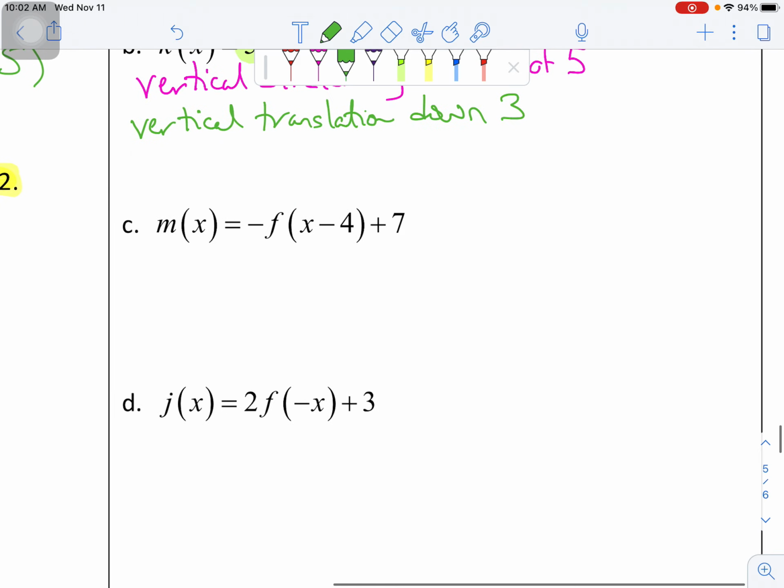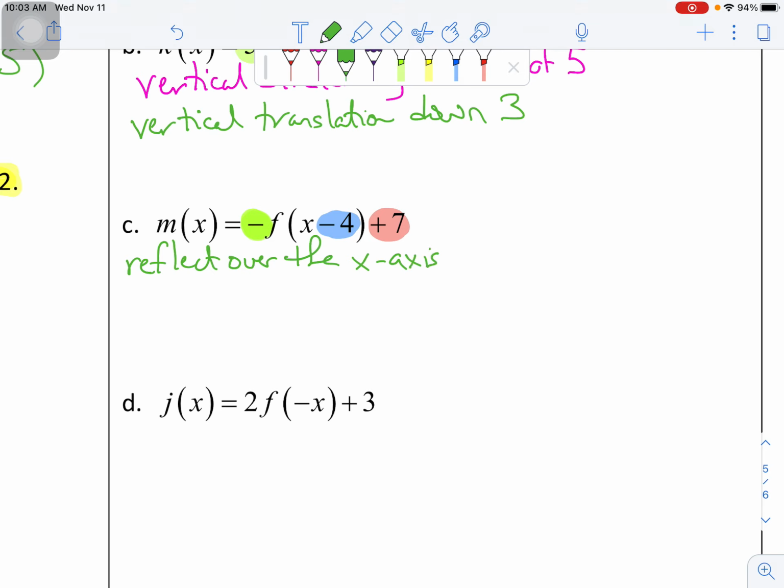All right, part C here. Let's see what we've got. Oh, we got lots of stuff going on here. All right, so we have a negative in front of the f function. We have inside the parentheses a minus 4 here attached to x. And just for good measure, we've also attached a plus 7 at the end. So I need to address each one of these. So the negative in front is going to reflect over the x-axis, okay?